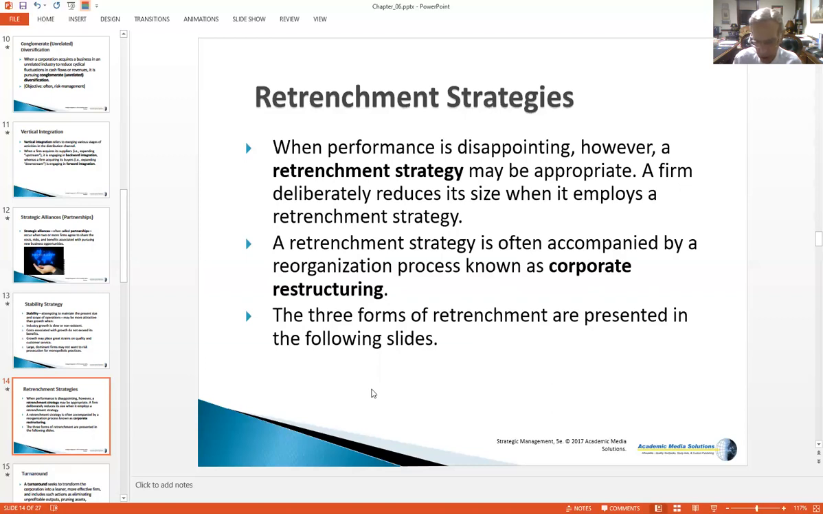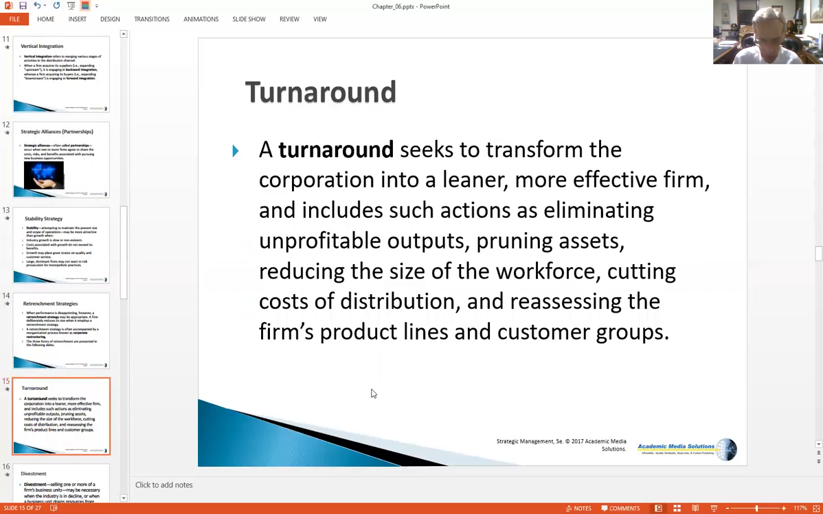That corporate restructuring could be to reconfigure the company and get back on the growth track again, or as the next slides demonstrate, something entirely different can occur. So the first one is a turnaround where the corporation becomes leaner, at least initially. And what you see here is a lot of words that suggest that the business is pared down.